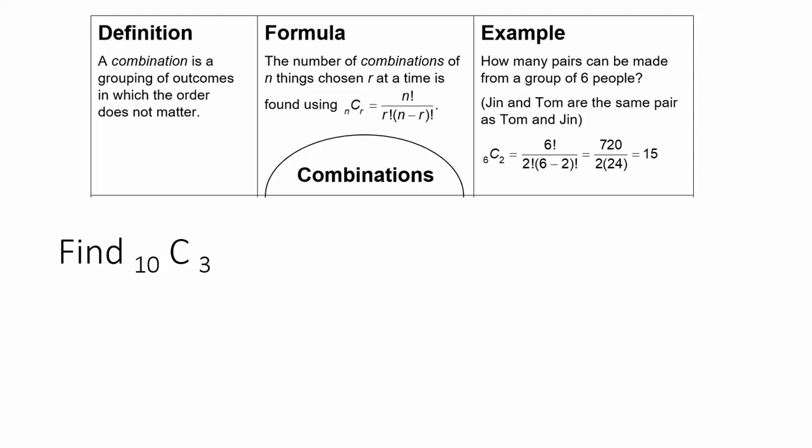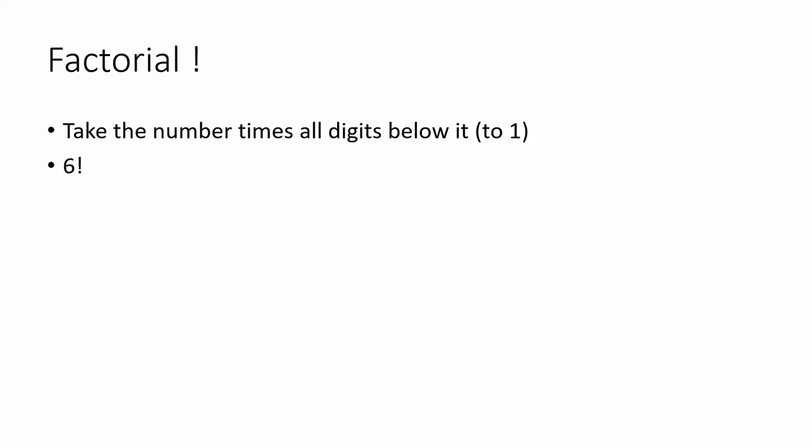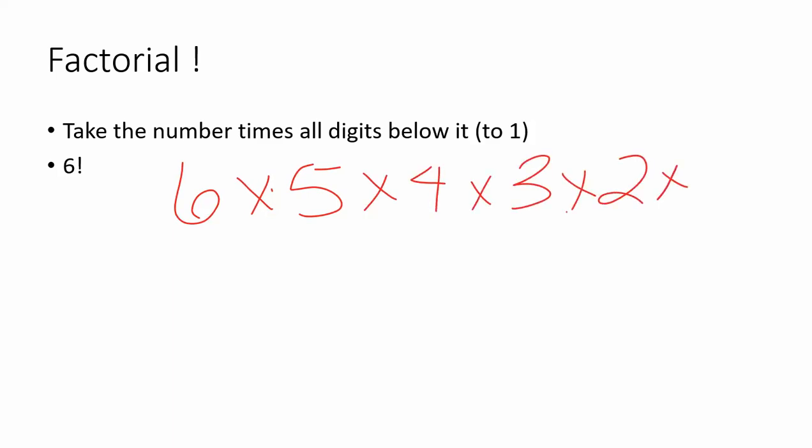So before we look more closely at the combination formula, let's look at what factorial means. The symbol for factorial is the exclamation mark. And what the factorial sign means is that we're going to take that number times all the digits below it down to 1. So for example, 6 factorial can be written out as 6 times 5 times 4 times 3 times 2 times 1. You can use your calculator to evaluate that, although as you'll see in our combination formula, this will simplify down.